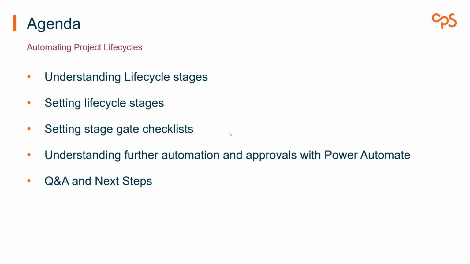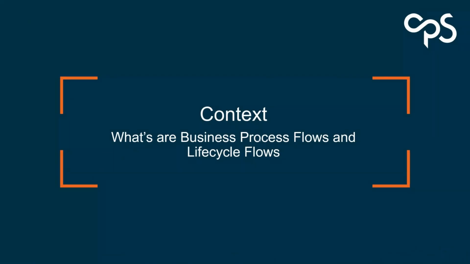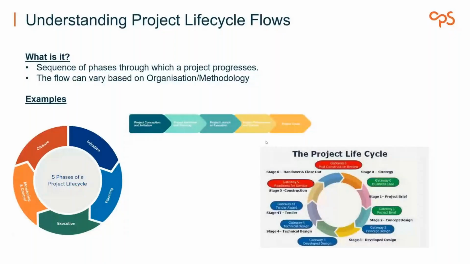So, first things first, what are business process flows and lifecycle flows within Project for the Web? If you have a project lifecycle, this can be you move between stages of a project. There's a couple of examples along the bottom here. It depends widely on how your organization happens to manage projects, but it's essentially just a sequence of phases that a project will go through during its life cycle.